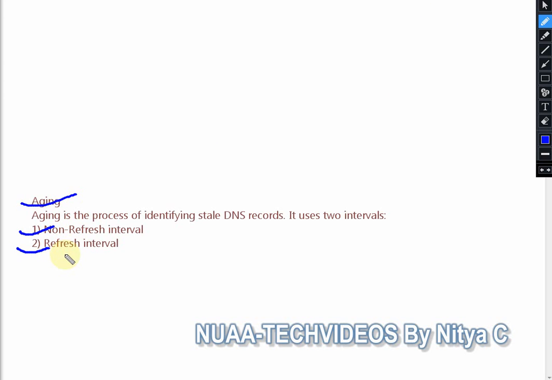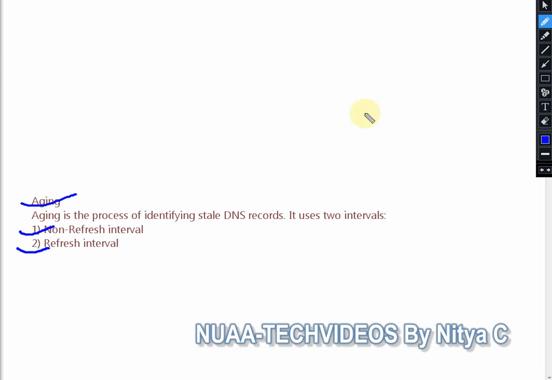Now let's understand what the refresh interval is. This is also a time period, in which the resource record can be refreshed. Here the collecting of information on stale records will start and collect the stale information. So you can define a limit in days for both the aging non-refresh interval and the refresh interval.